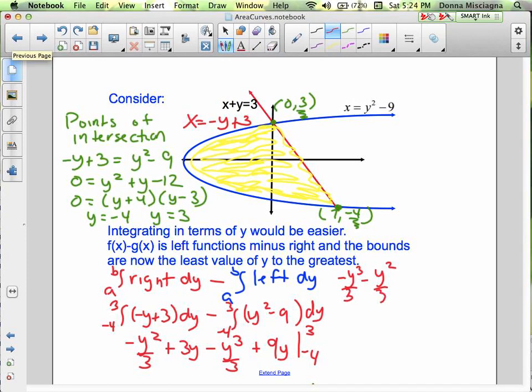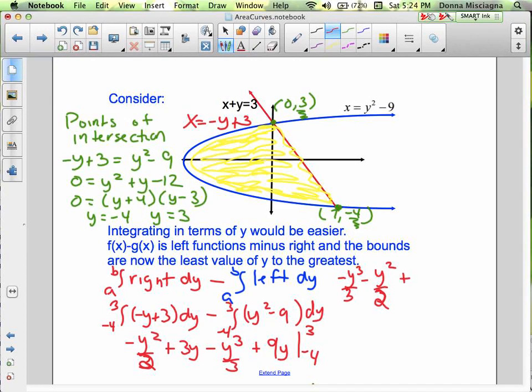Oops, wait. I'm sorry. Why is that a 3? That's supposed to be a 2. Was I looking at the 3 right next to it? Well, I'm glad I rewrote it. Caught my little error there. I don't know why I wrote a 3. Right? And then plus a 12y.